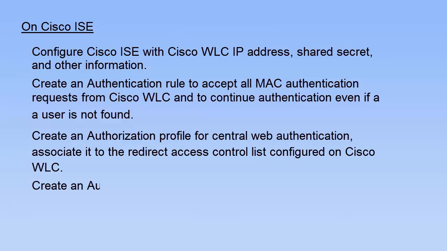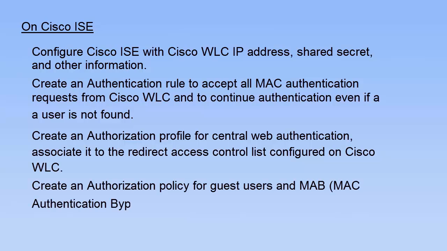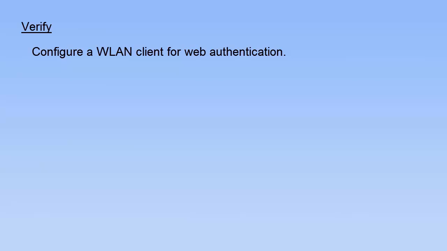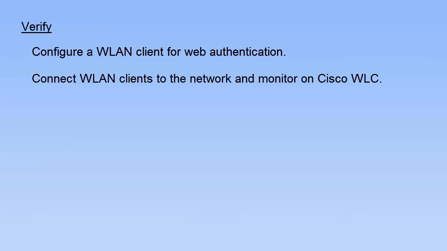Create an authorization policy for registered guest users and an authorization policy for MAC authentication bypass. Configure an access point for FlexConnect. Finally, a WLAN is connected and monitored on Cisco WLC. Configure a WLAN client for web authentication. Connect WLAN clients to the network and monitor them on Cisco WLC. We can now move on to the actual configuration of Central Web Authentication.